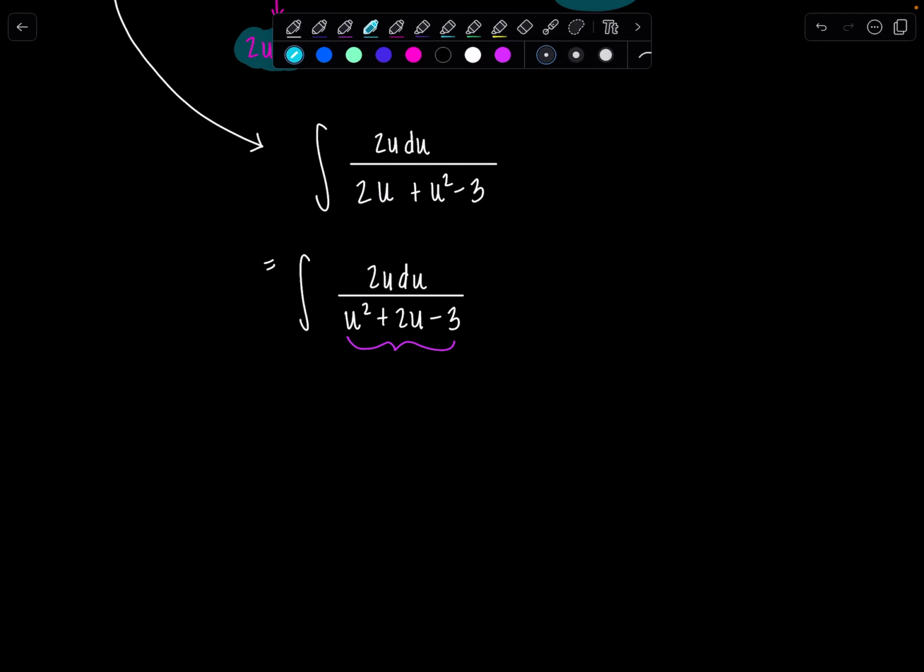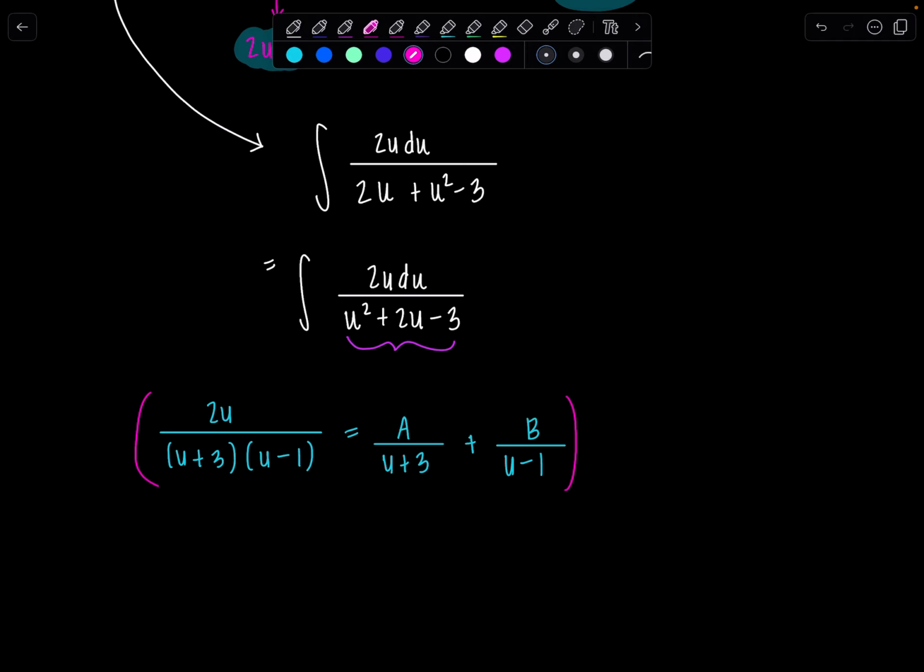How fabulous. Okay, so partial fraction time. We have 2u over, the denominator factors into u plus 3 times u minus 1. Both of the factors are linear, and they're not repeated. So I'm just going to have constants in the top. A over u plus 3 plus B over u minus 1. Good? Okay, now to solve for the constants A and B, I'm going to multiply through by the LCD, u plus 3, u minus 1.